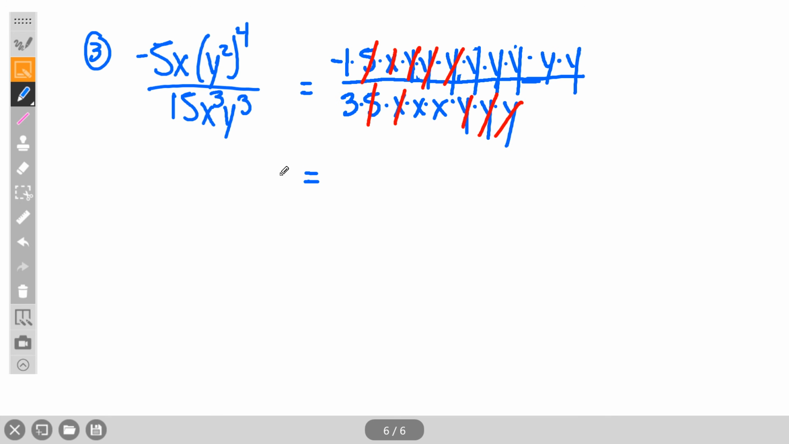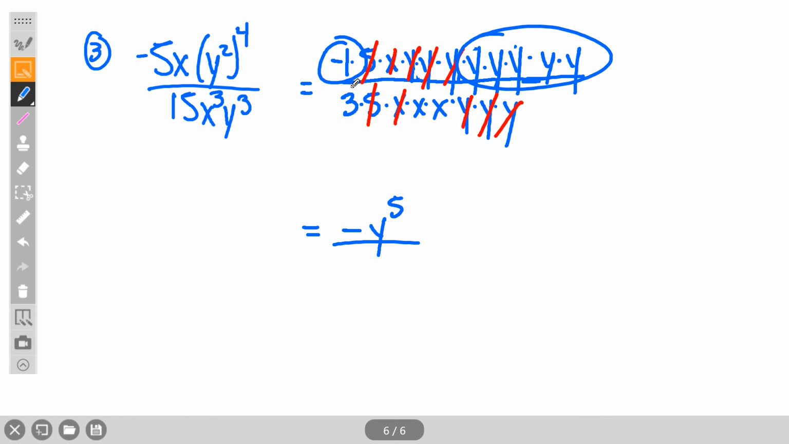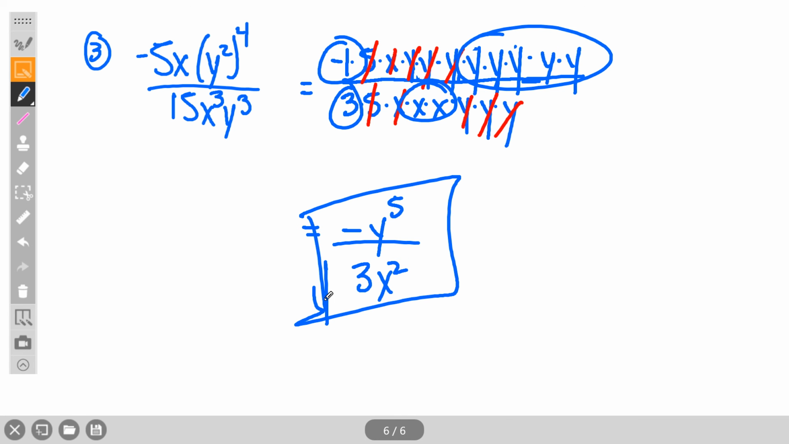So our simplified form is going to be whatever we have remaining in the numerator and denominator. So in the numerator, I have a negative 1, and I have 5 y's. So that's negative y to the 5th. In the denominator, I have a 3, and I have 2 x's. So that's 3x squared. And that will be our simplified form for number 3.